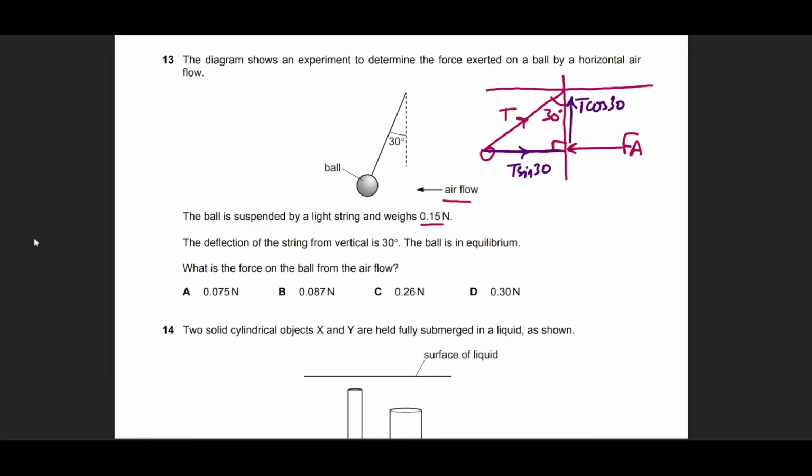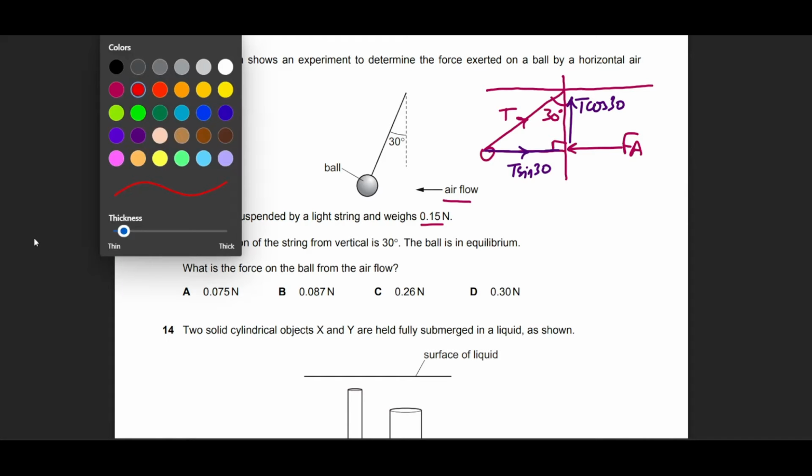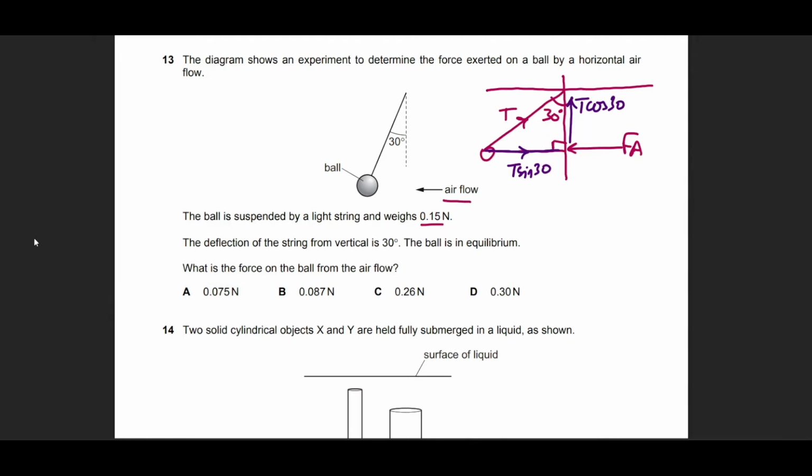Now, of course, some of you might argue, is it not possible that we calculate this using the 60 degree component? Yes, you can do that. This will come out as 60 degrees. And if you want to use that, it's also fine. This will then become T cos of 60, and this will become T sine of 60. Again, you can calculate cos of 30 and sine of 60. You will find that their answers are exactly the same. It does not matter, as I've explained in my vector component video.